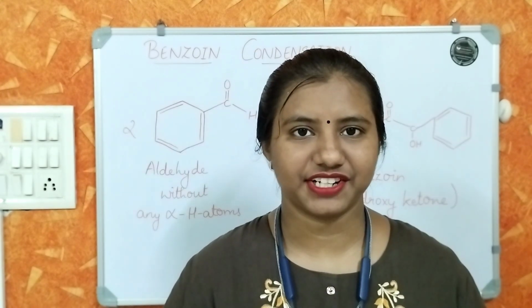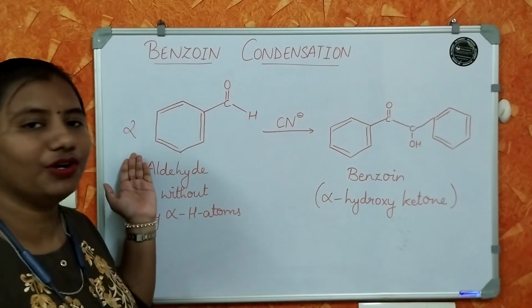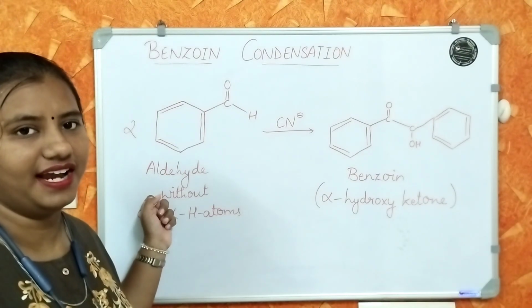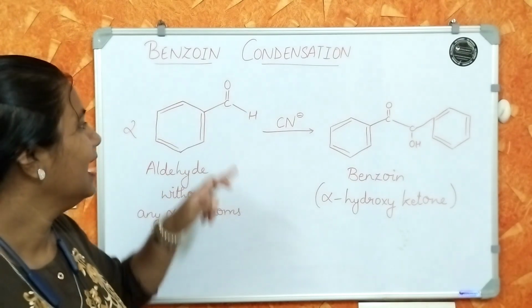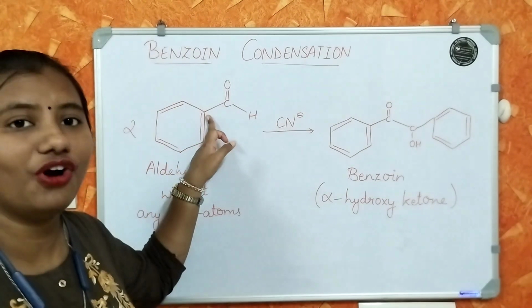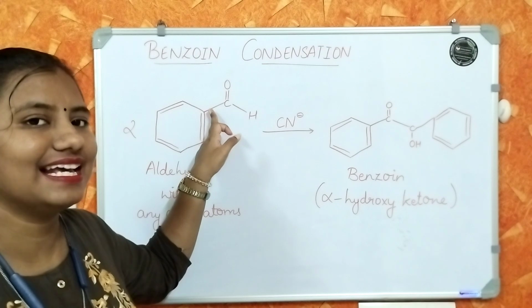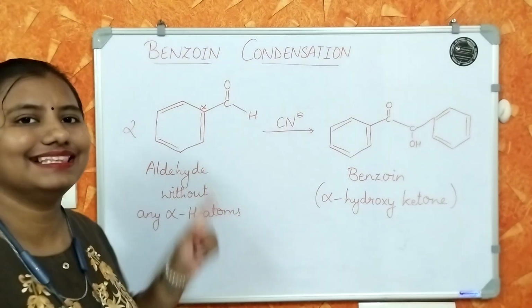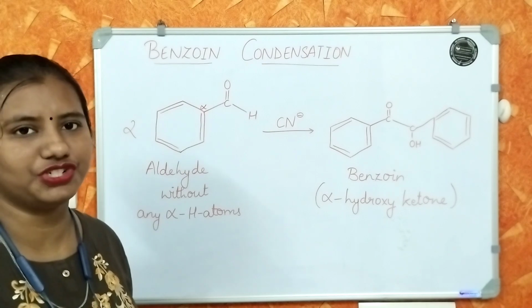If we see in the reaction, we have two molecules of an aldehyde which does not contain any alpha hydrogen atom. What does that mean? Now, if this is our aldehyde group, the next carbon atom should not have any hydrogen. The next carbon atom is going to be our alpha carbon atom, and this carbon shouldn't have any hydrogen atom.